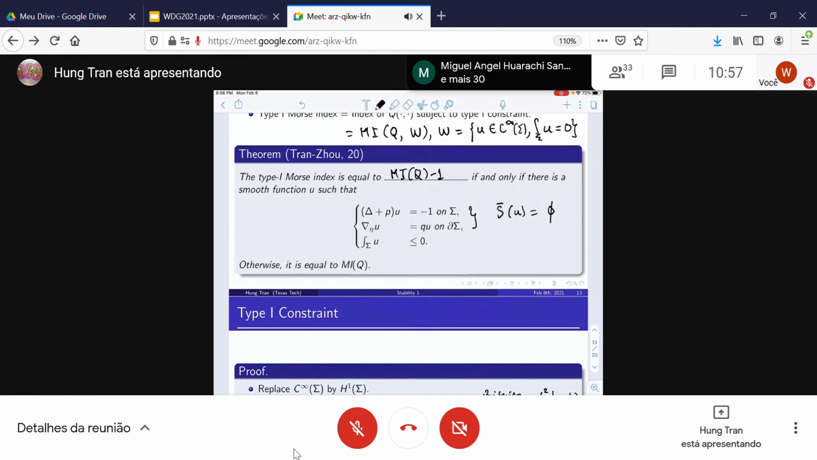Do you have any examples that are free boundary? I don't. Actually, I don't. That's a very good question, but I don't. For free boundary minimal surfaces, we don't know many examples, so that's why. Right. Okay. Thank you a lot for the question.